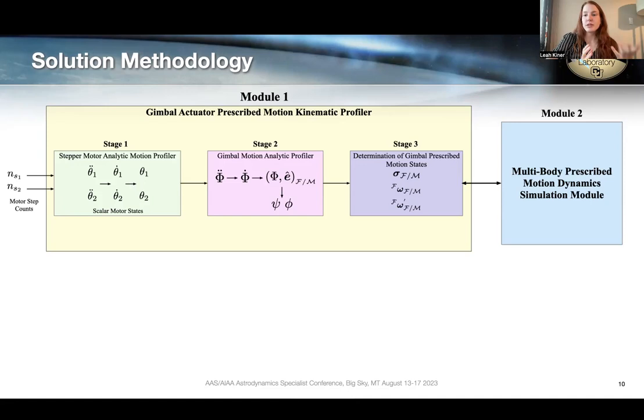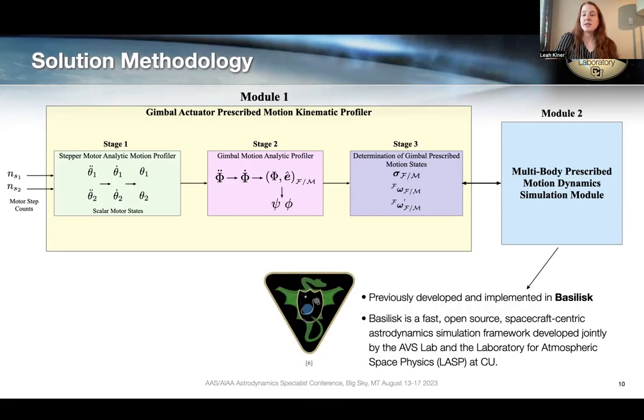And then this work is not focusing on module 2, but I wanted to highlight in blue, this is the multi-body prescribed motion dynamics simulation module. And this module was previously developed and implemented in Basilisk. And Basilisk is a fast, open source, spacecraft-centric astrodynamics simulation framework that is developed jointly by the AVS Lab and the Laboratory for Atmospheric Space Physics at CU.